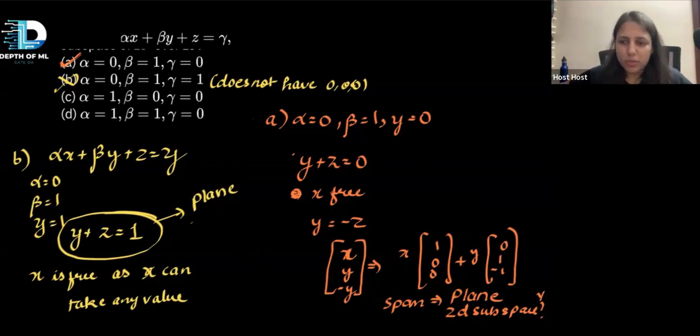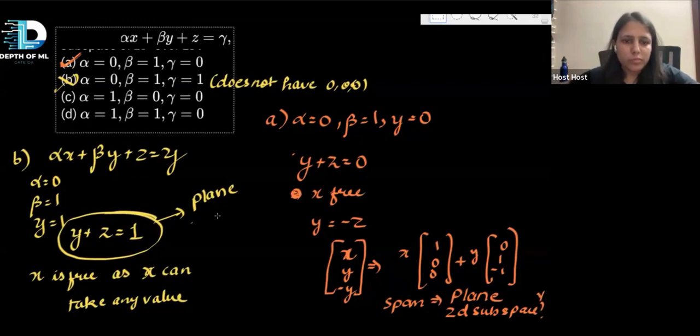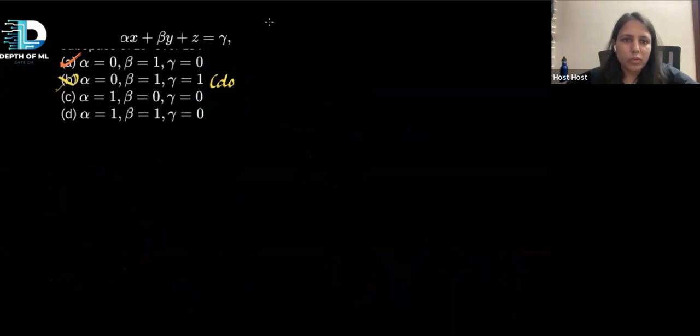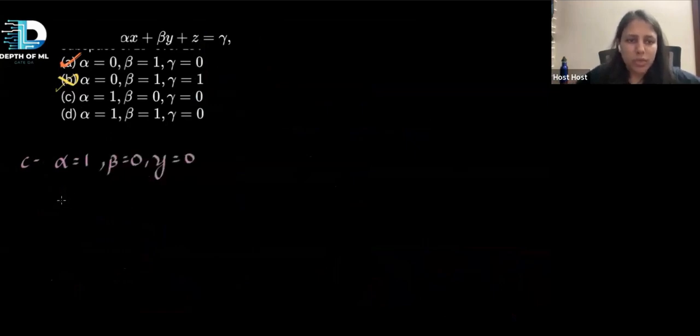Fine. Now let's do the other two. Fine. So we have eliminated B. A is correct. Now let's do the C part. Now you have to quickly do this because this is the same thing. Gamma is equal to 0. What is the equation I'm going to get? X plus beta is 0. So x plus z is equal to 0.